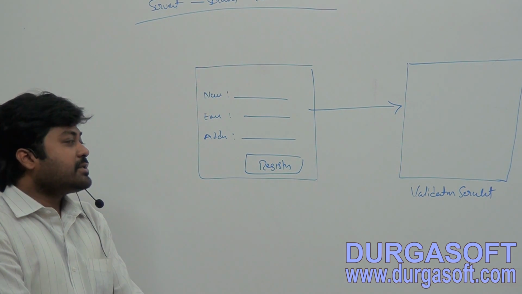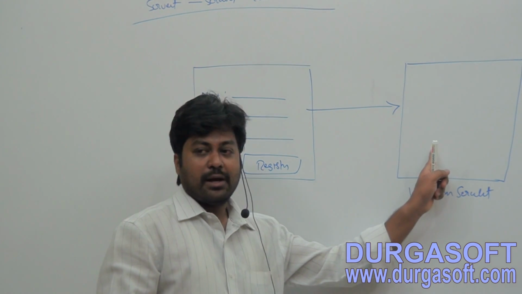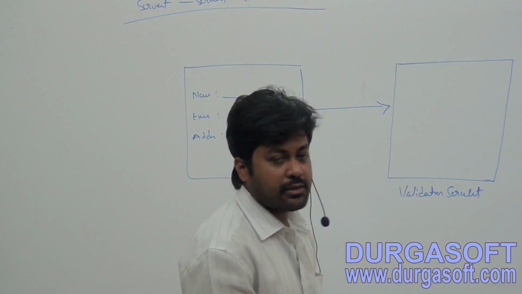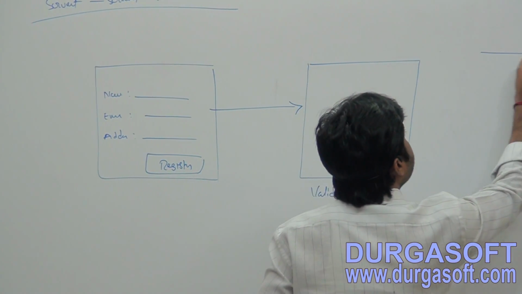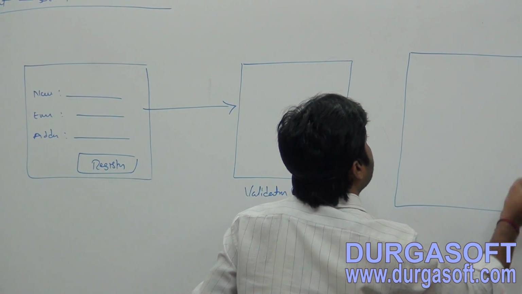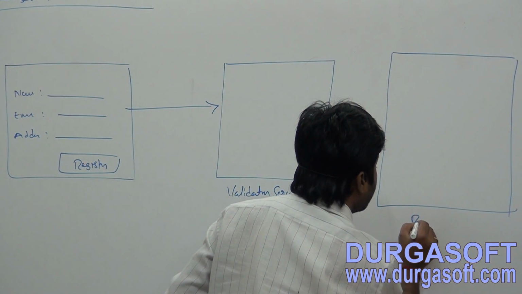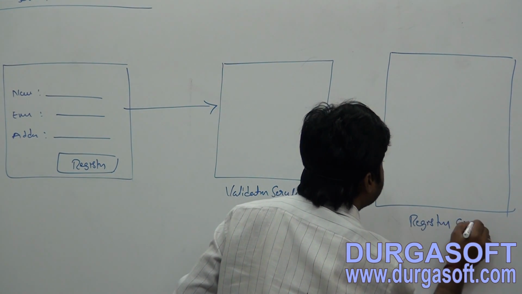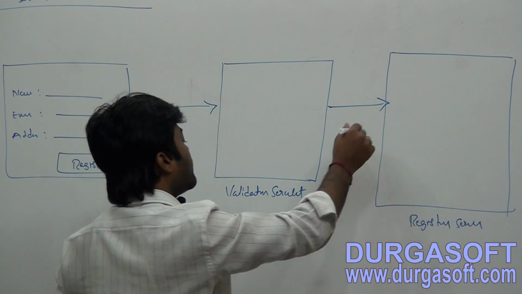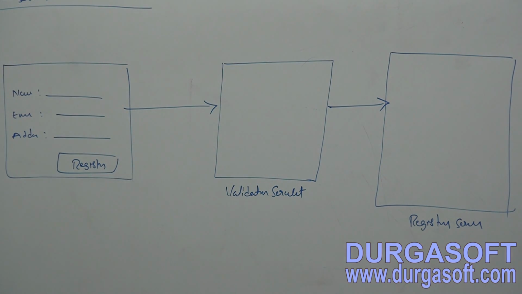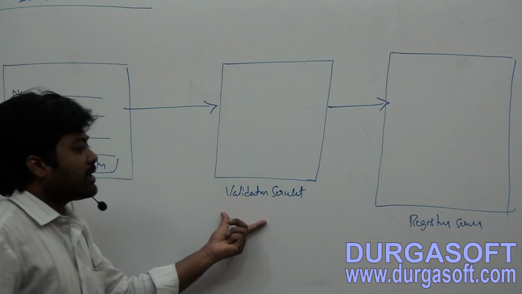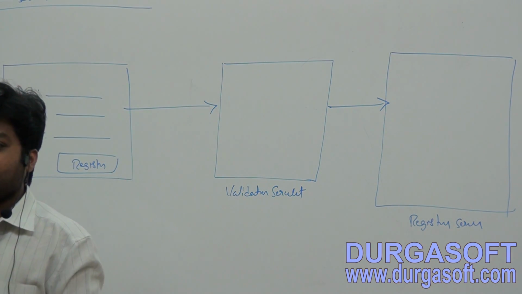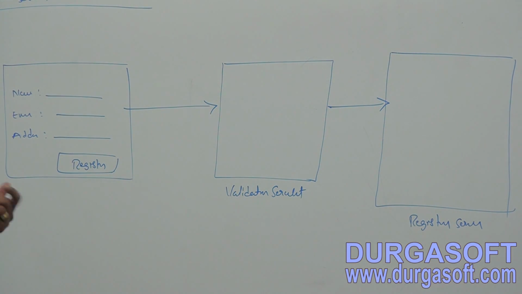Once validations are successful, then I want to forward this data from validation servlet to registration servlet. Here I have one registration servlet. Once validation succeeds, I want to forward data to the registration servlet, from here to here. This is my requirement. In this case, how can validation servlet forward that request to registration servlet? It requires the registration servlet object, right? So in how many ways can you get that object here?